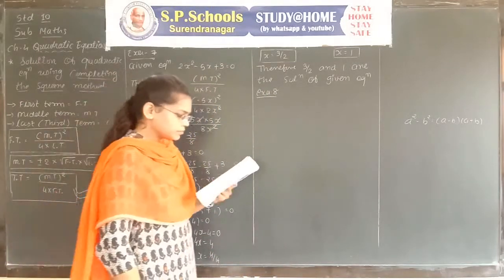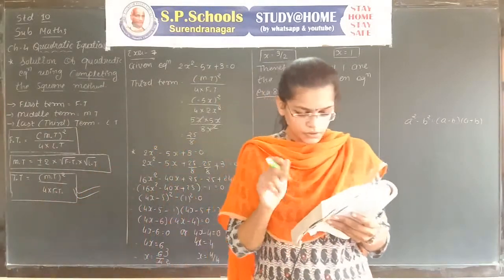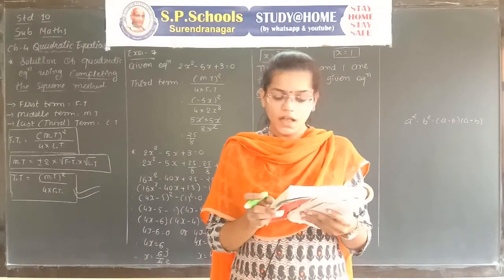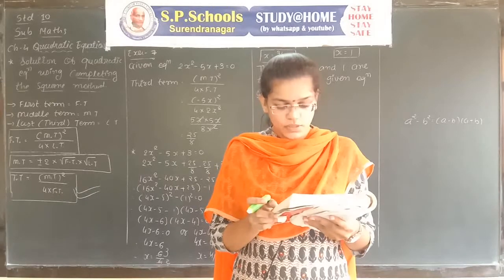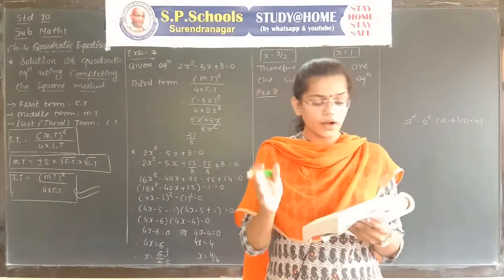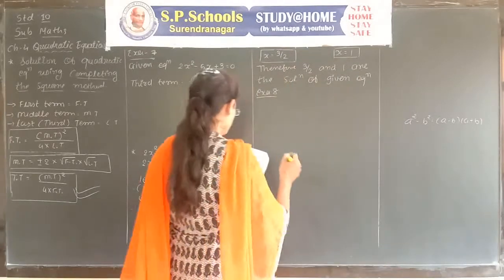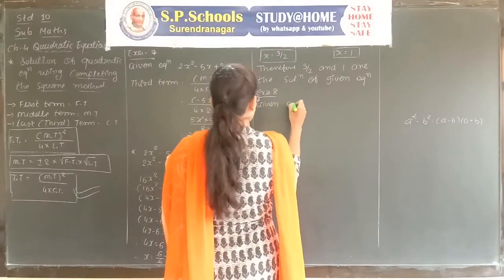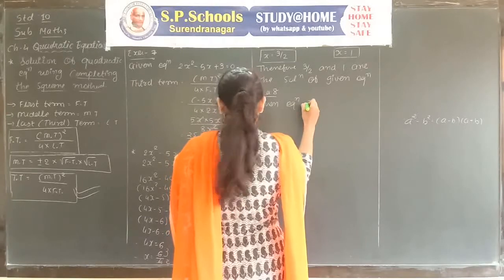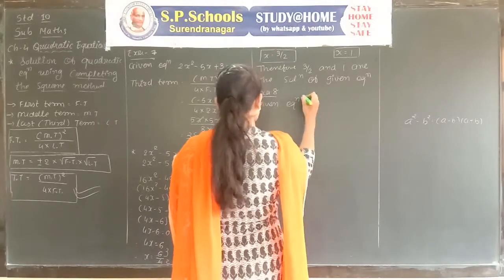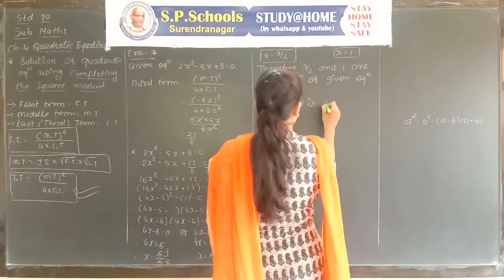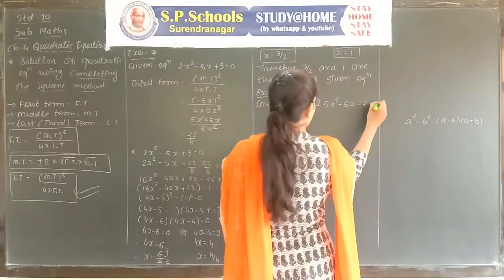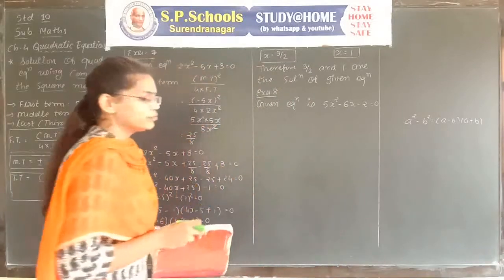Find the roots. See on your page number 81, the question is given. Find the roots of the equation 5x square minus 6x minus 2 is equal to 0 by the method of completing the square. First of all, we write the given equation. Given equation is 5x square minus 6x minus 2 is equal to 0.